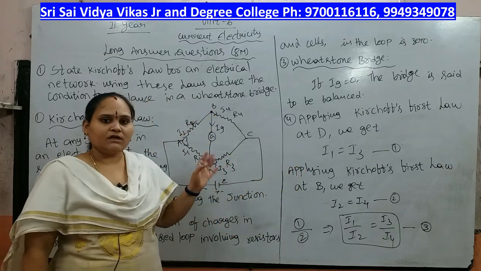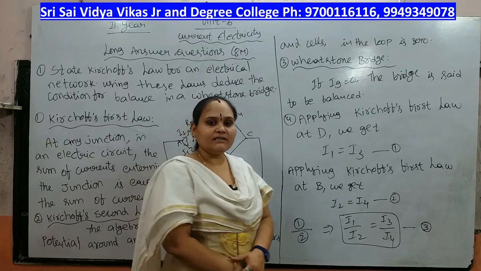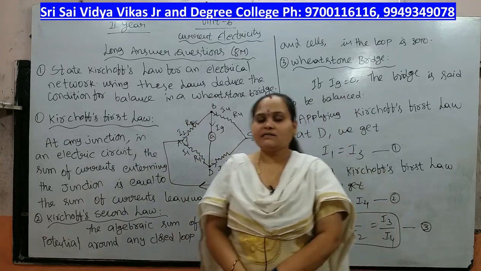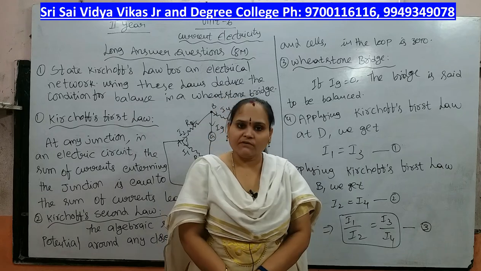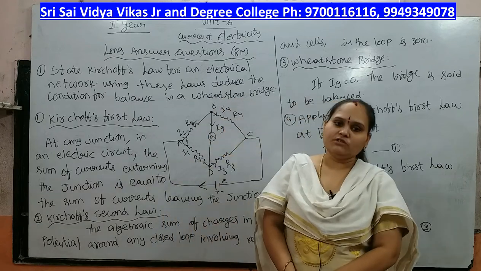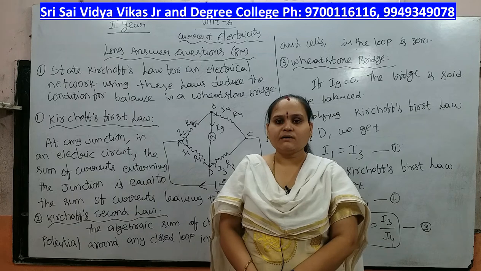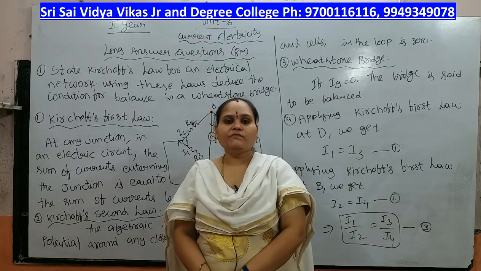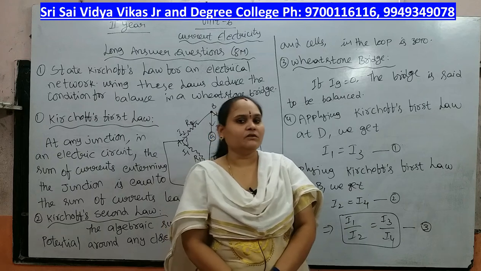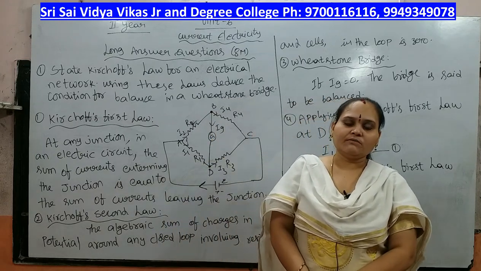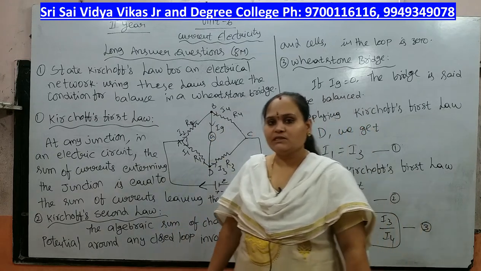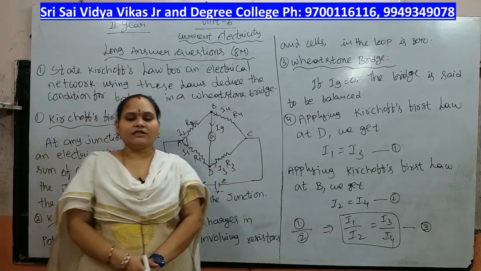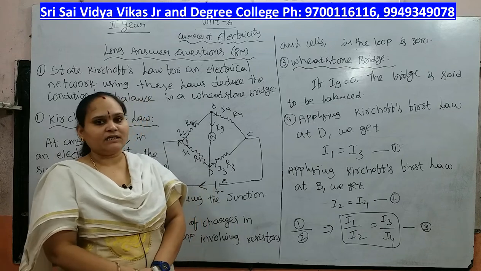Kirchhoff's first law says that the algebraic sum of the currents at a junction becomes 0, that means summation of I equal to 0. The second law says summation of E equal to summation of IR, or summation of V equal to 0. That means the algebraic sum of the products of current and resistance in a loop will be equal to the sum of the EMFs, or the sum of potentials in the loop becomes 0. This is Kirchhoff's second law. The condition Ig equal to 0 says that the bridge is in balancing condition.